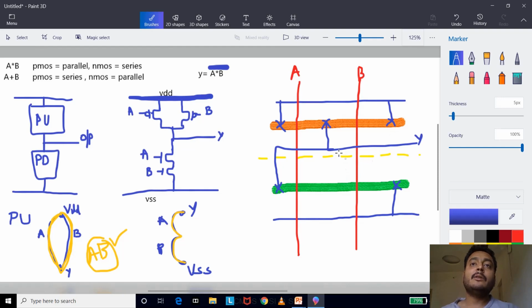Okay, so this is how you draw a simple stick diagram for the simple NAND gate circuit. Why I'm writing A star B whole bar, right? I'm writing the circuit for A star B using this method, that is PMOS parallel, NMOS series. But the Y I'm getting is A dot B whole bar.